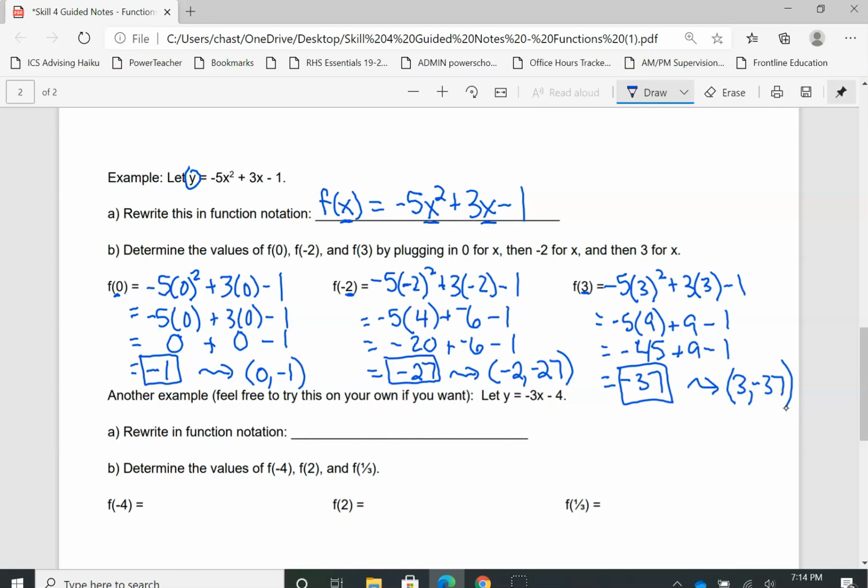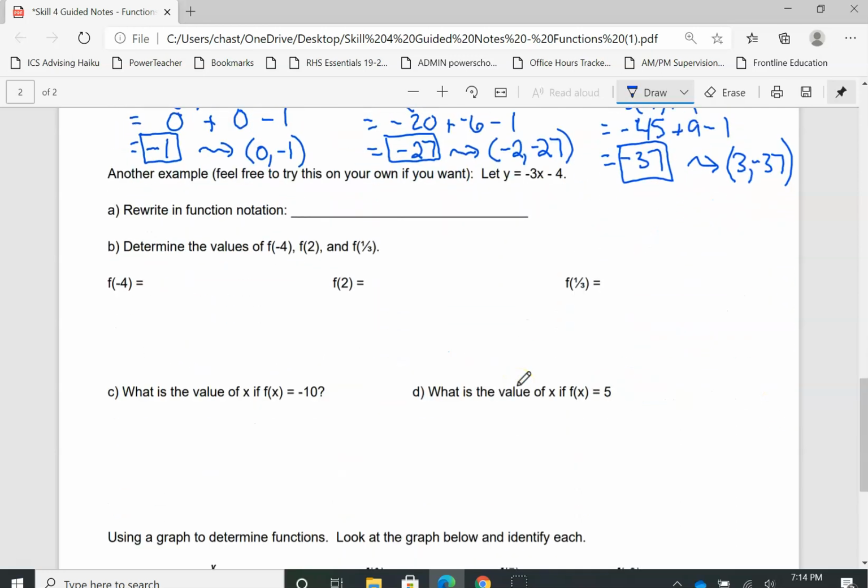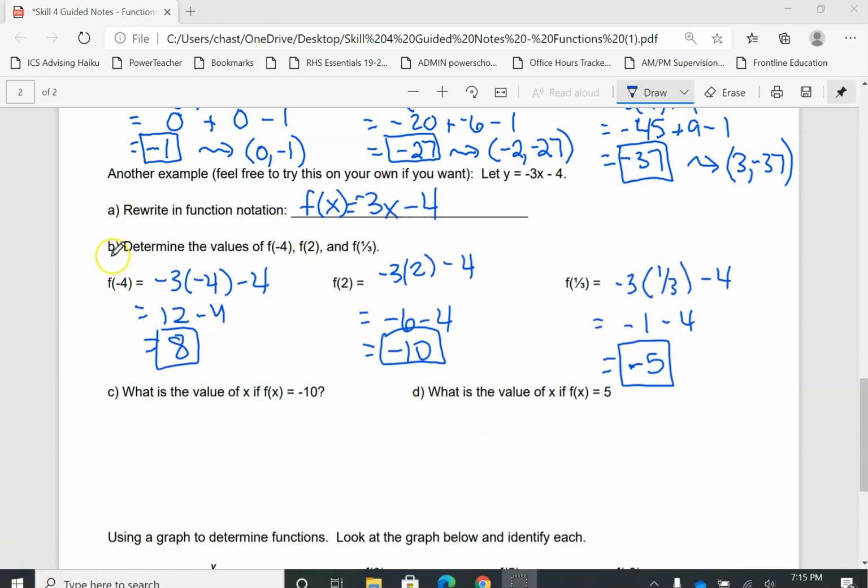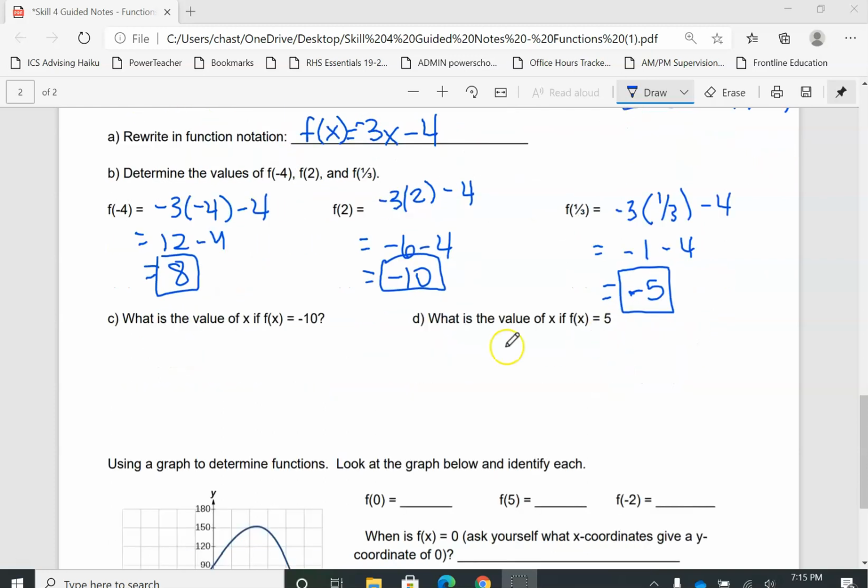Okay. Alright, for this next example, I'm going to have you try this on your own. So I'm going to pause the video, let you work out part A and part B, and then we'll talk about C and D. If you did part A and part B correctly, what you see on the screen now is what you should have gotten as your answers. So just a little practice there. But I want to draw attention to what C and D are asking.